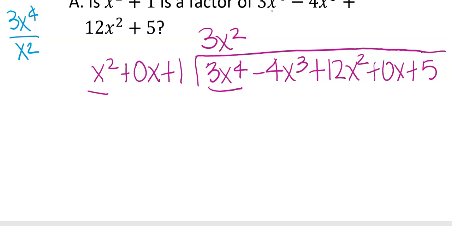Okay, then for this one, we're taking what we just wrote at the top times what's on the outside. Would I need the 0x in there when I multiply? Not really. I'm going to skip it, but you could put it in there if you wanted.